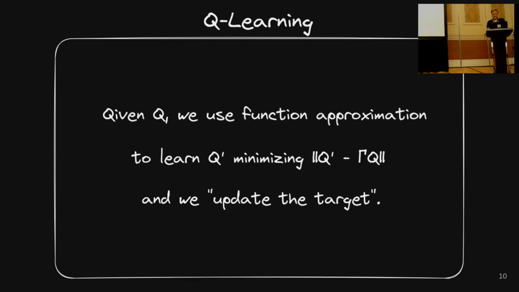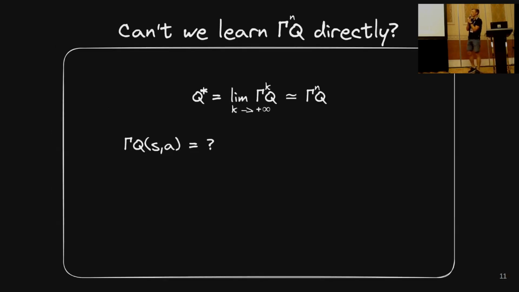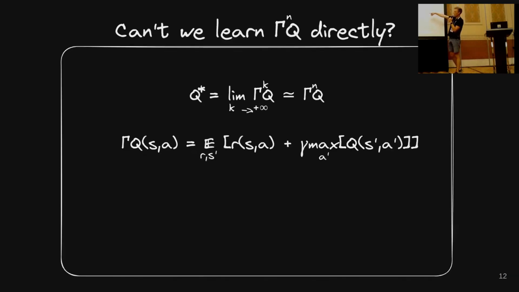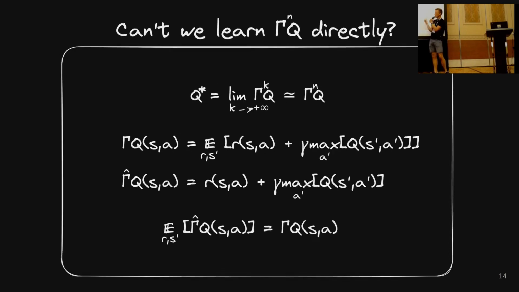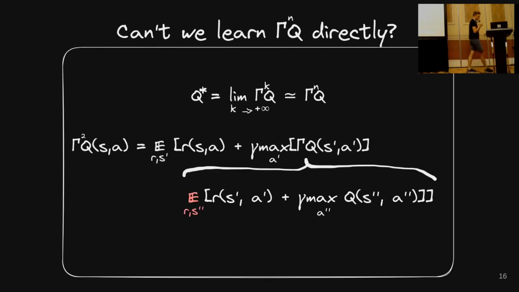So the question arises, can't we learn gamma n Q directly? Why are we always learning just one step of the Bellman operator? So if we look inside, then we realize that in order to learn even the second application of the Bellman operator, we have to expand the argument here, which will be gamma Q, and then it becomes this. So it's a kind of nested problem, and it's at first sight not straightforward. How could we learn this?